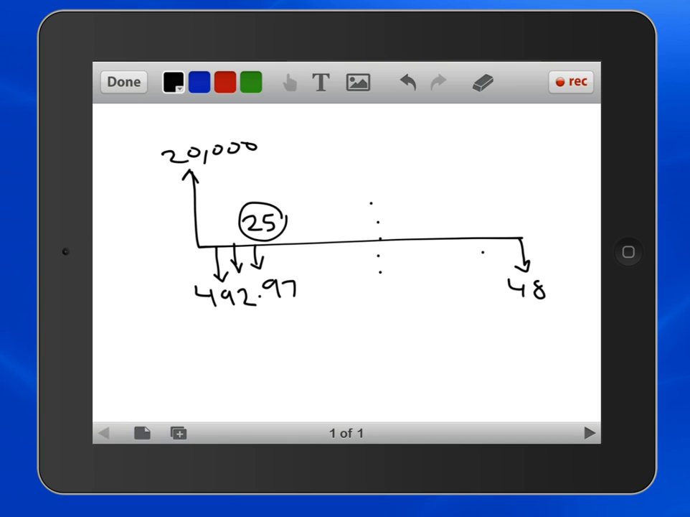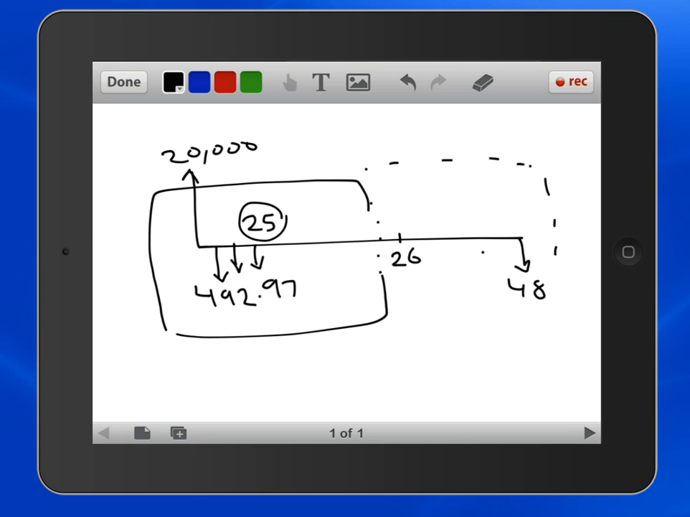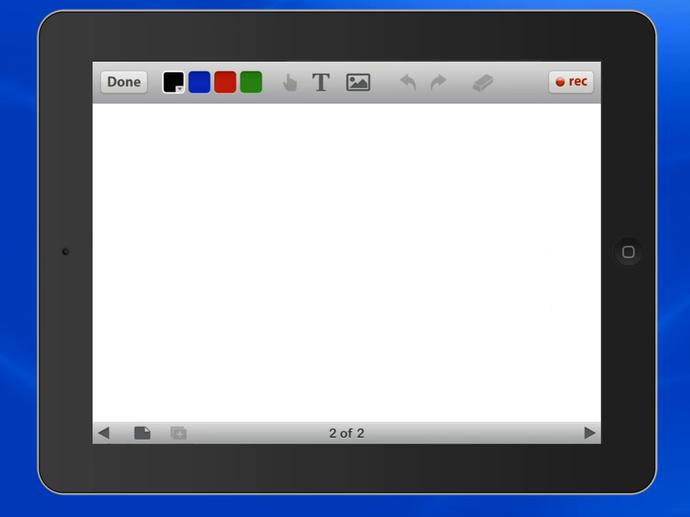This is number 48. So from 26 to 48, this is what we would like to pay. So this one has been paid already, and I would like to pay this amount. So to do that, we are going to ignore the first part because it has been done, and start from 26.